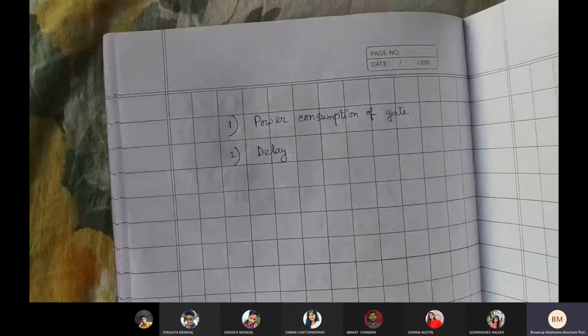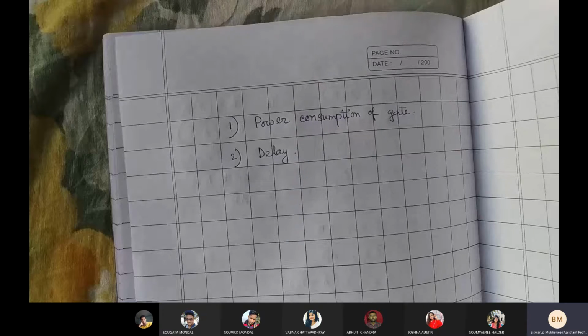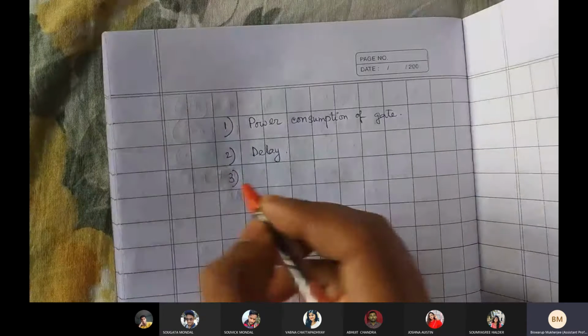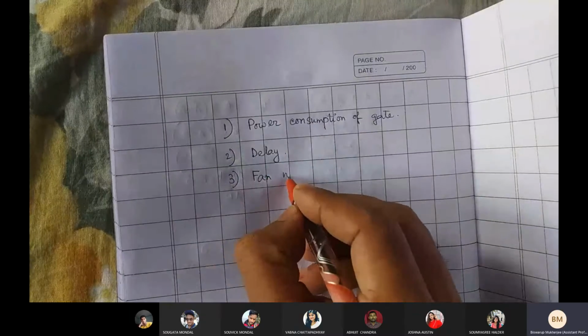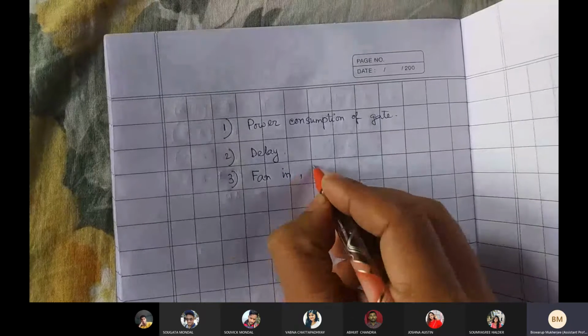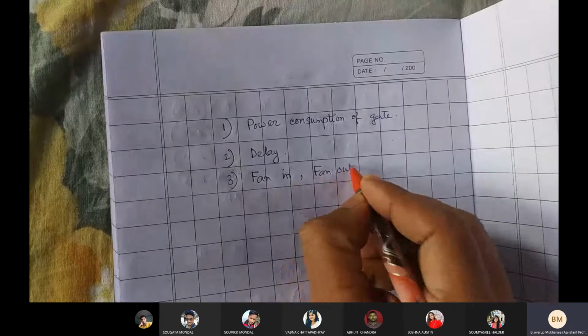Okay, so these are the main two things. Also, there are a few other things, that is the number of... the fan-in, fan-out concept. Fan-in, fan-out. So what are those two things?